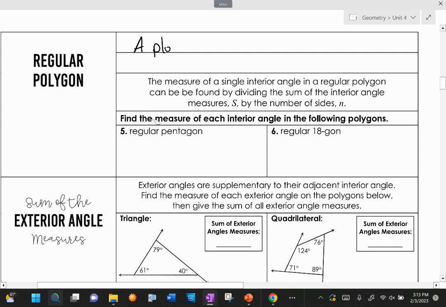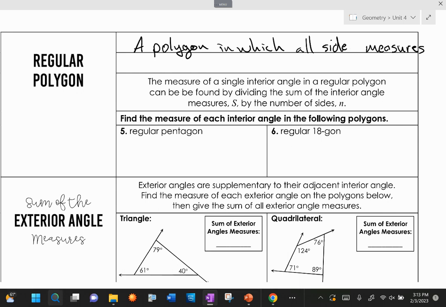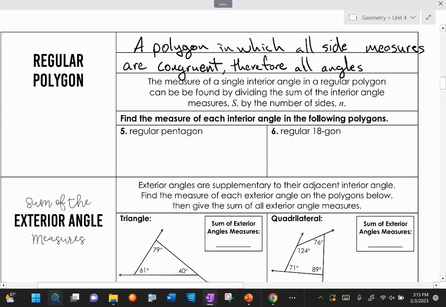Specifically, a regular polygon is a polygon in which all side measures are congruent, the same. Therefore, all angles are congruent.